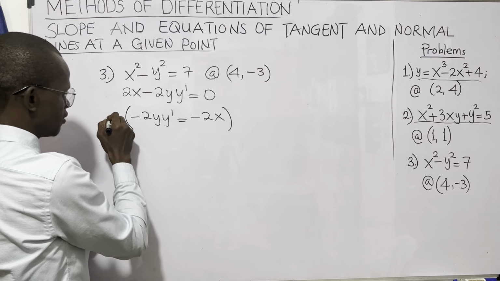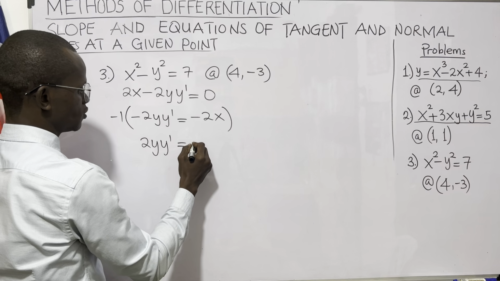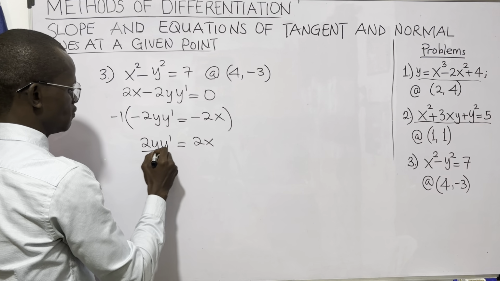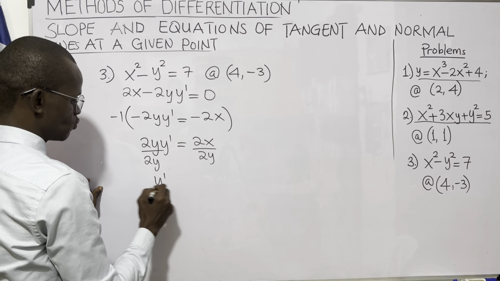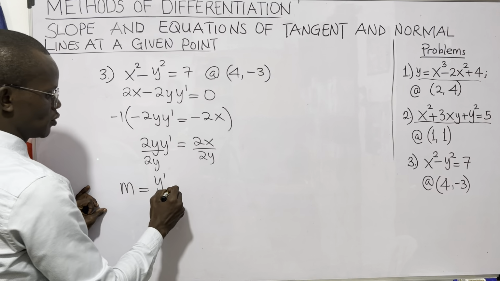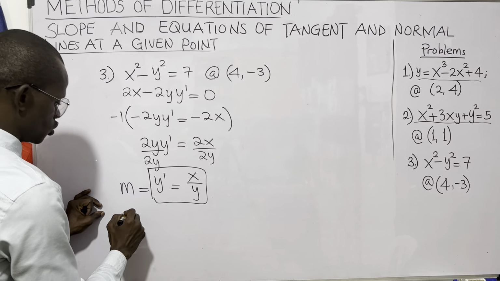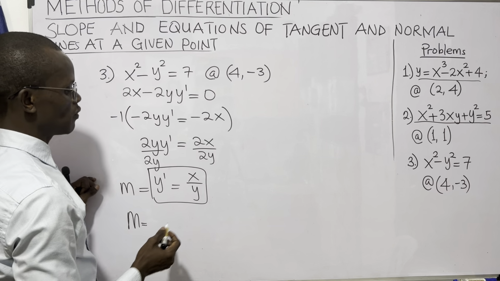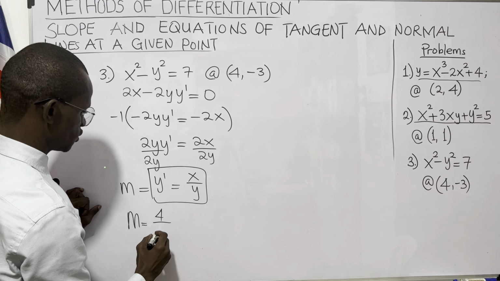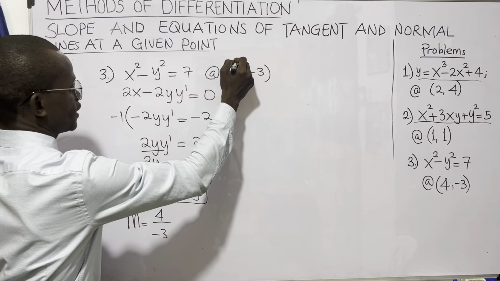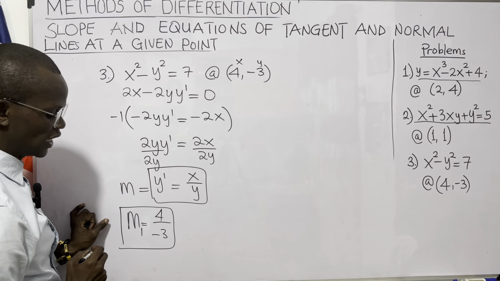Again, you can multiply all sides by minus 1. You will have positive 2y y prime equals 2x. We can divide all sides by 2y, so y prime, which is also the slope, will just be equal to x over y. We can determine the value of the slope by replacing x and y, which is 4 and minus 3. So this is the slope for the tangent line.